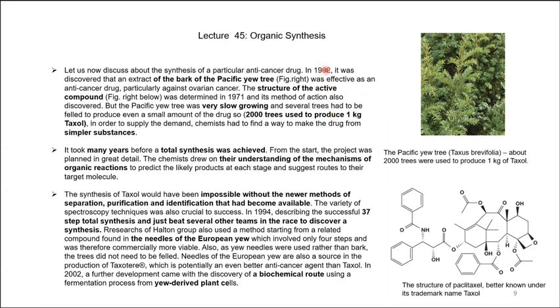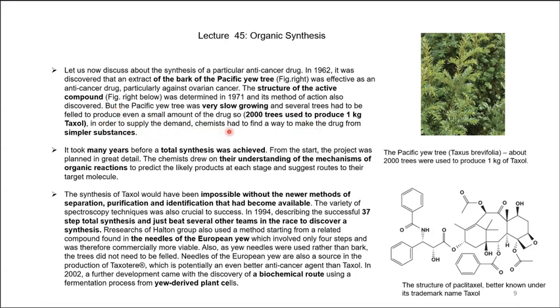So you see, 1962, it was on the bark. From there, they found the active compound. And then in 1971, people doing research found out that we can also get the same type of compound not from the bark, but from this part of the tree. Okay. So we developed this, but the trees are very slowly growing, and several trees had to be cut.